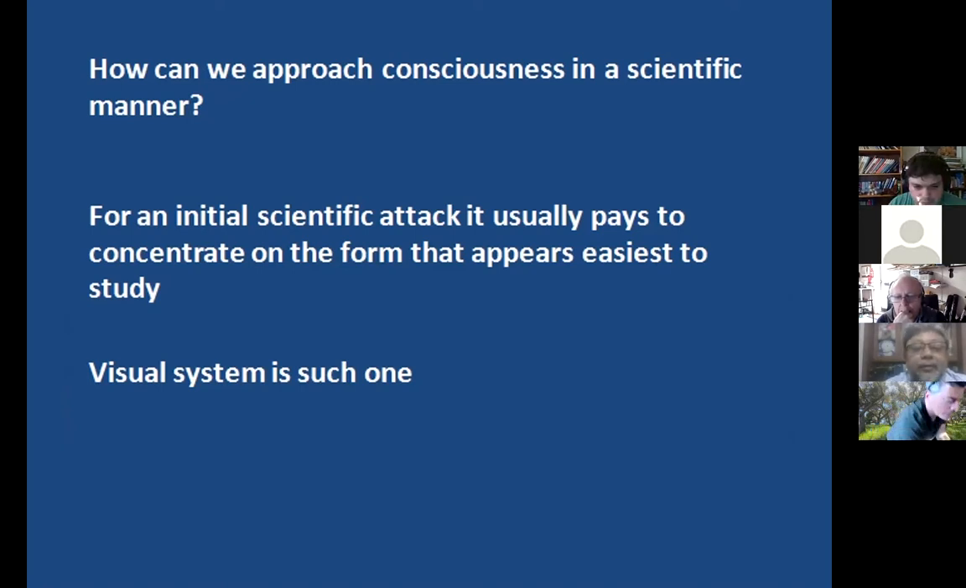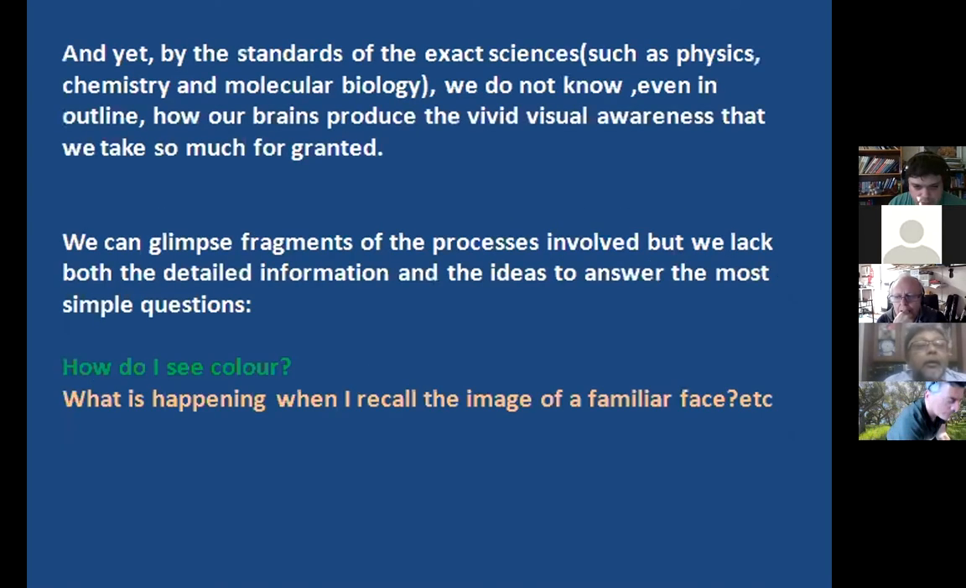A visual system is such one. But we do not know, in physics, chemistry, or molecular biology, even in outline, how our brains produce the vivid visual awareness that we take so much for granted. We can glimpse fragments of the processes involved, but we lack both the detailed information and the ideas to answer the most simple question.